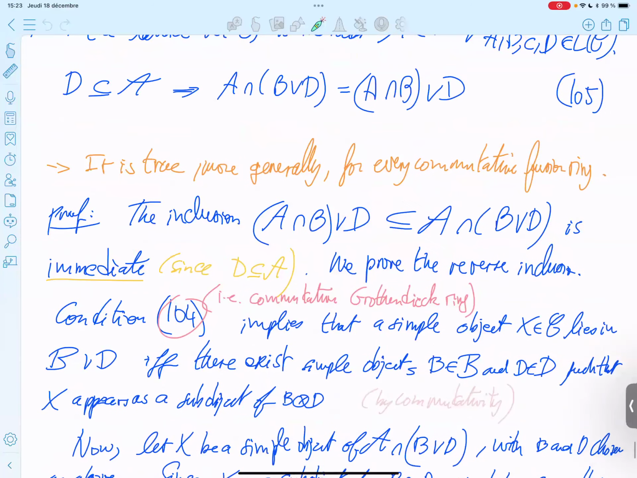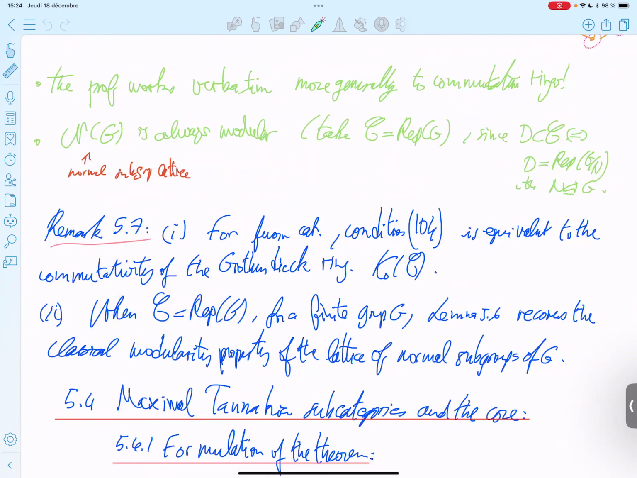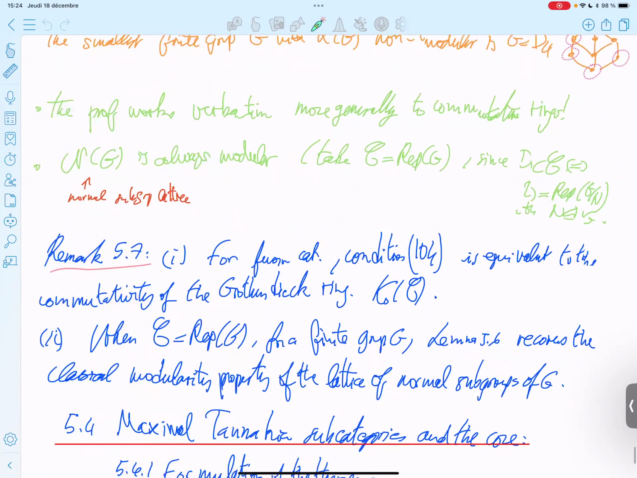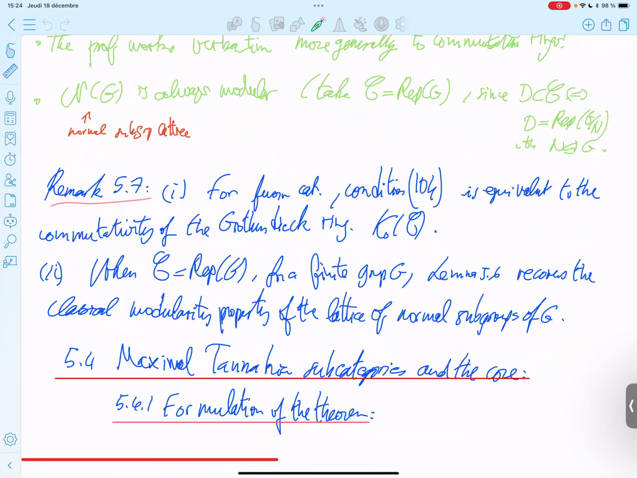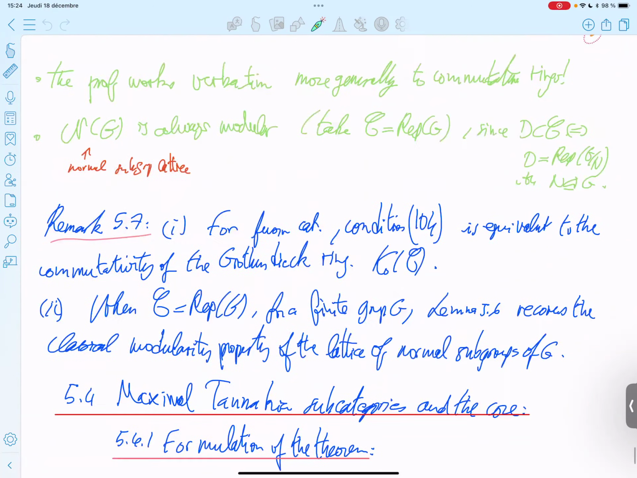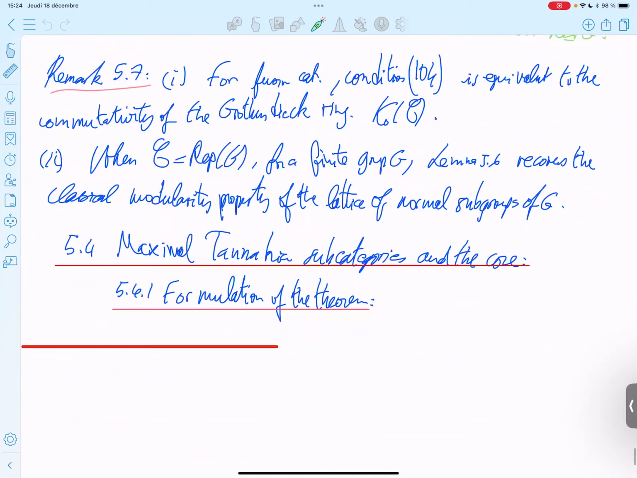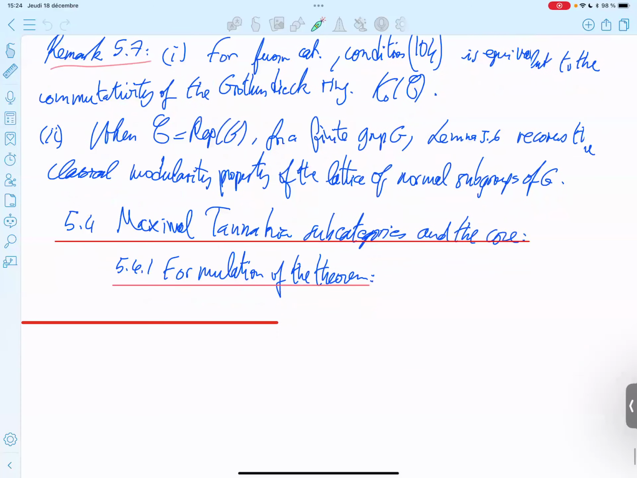So this lemma recovers some results. We know that the normal subgroup lattice is modular. What else? In the abelian case, the subgroup lattice is modular, and in general, the normal subgroup lattice is modular.